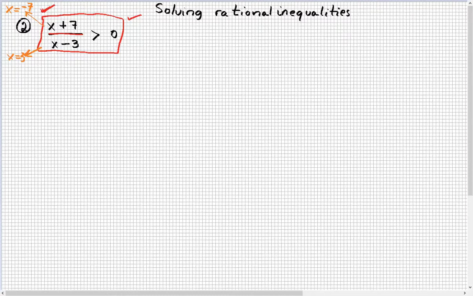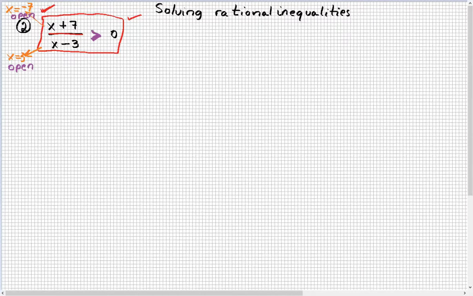And now we need to ask ourselves, are they open or closed? Well, for the numerator, you have to look at the inequality. And the fact that you have no equal bar, it's just a greater than symbol. Because you don't have an equal sign, this one's going to be an open circle. The denominator is always open, regardless of the inequality sign.